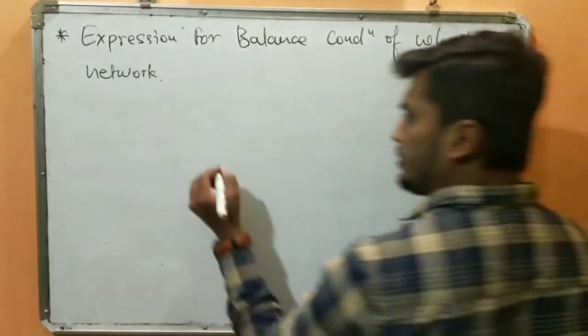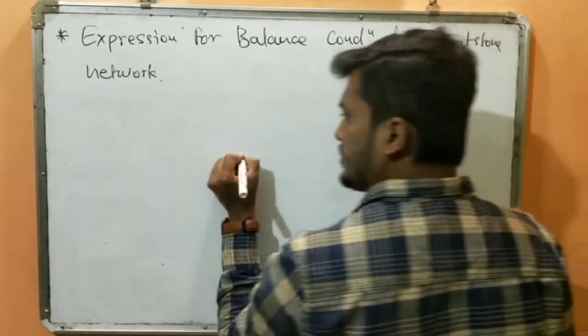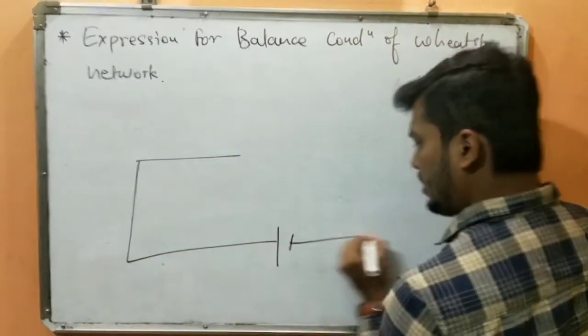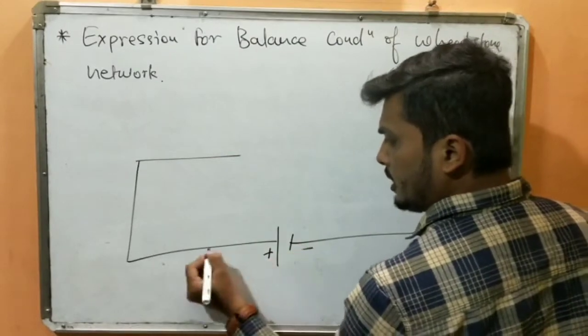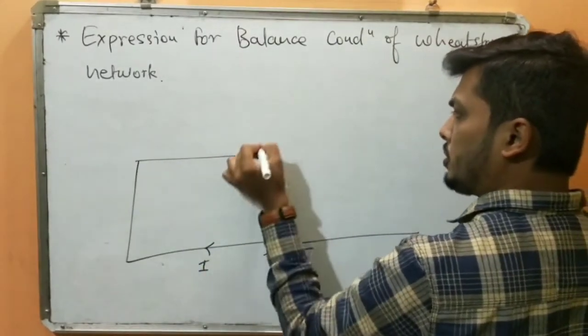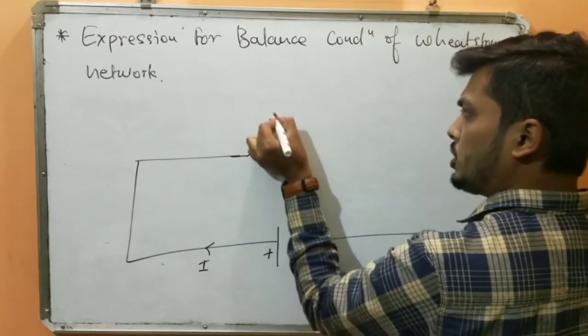So first I'll draw a diagram. Suppose I have one battery which is carrying current in this direction, and this is my Wheatstone network. So see, how do I draw a Wheatstone network?